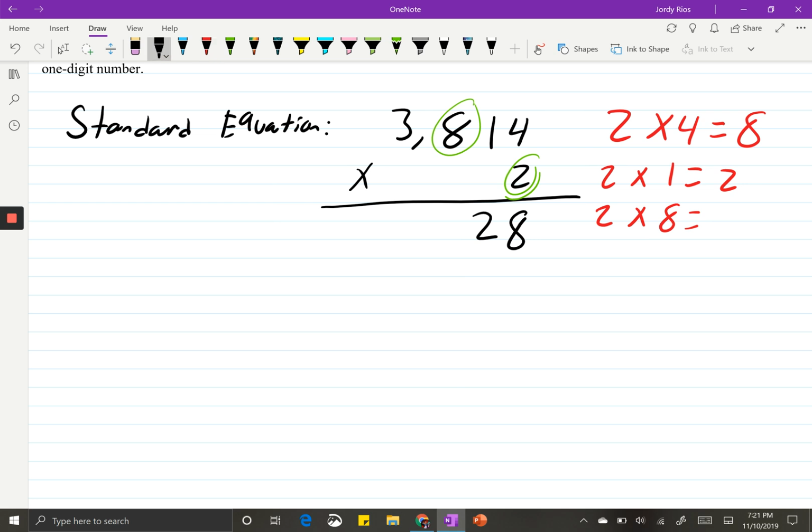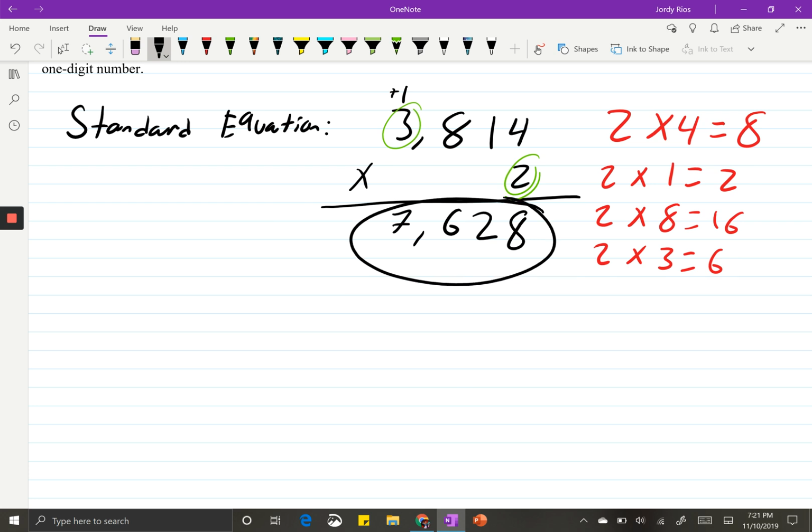Okay, remember, 2 digits cannot be in one place value, so the 1 has to go next door. Now the next one I'm doing is 2 times 3. 2 times 3 is 6. Plus 1, don't forget this plus 1, is 7. So my answer is 7,628.